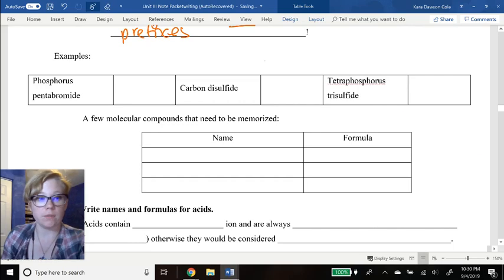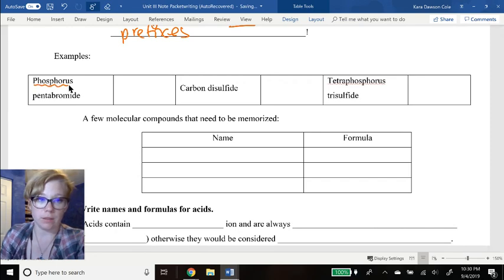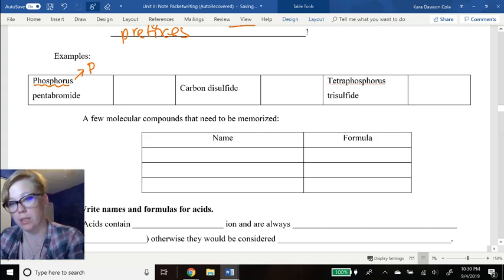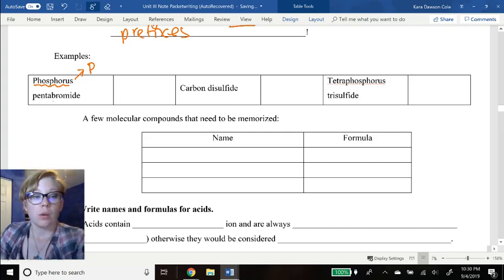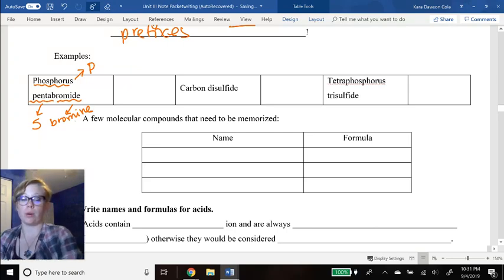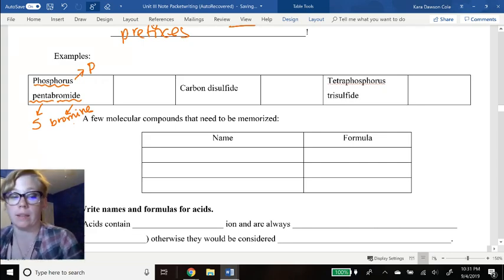So let's look at a couple of examples here. I've got phosphorus pentabromide. So phosphorus is signifying P. If I didn't know that, I can look phosphorus up on the periodic table. It's P. Penta means 5, so I've got 5 of whatever this thing is. So I've got bromide, so bromine. Bromide is bromide because it's in the back, right? So I'm changing that ending to INE.